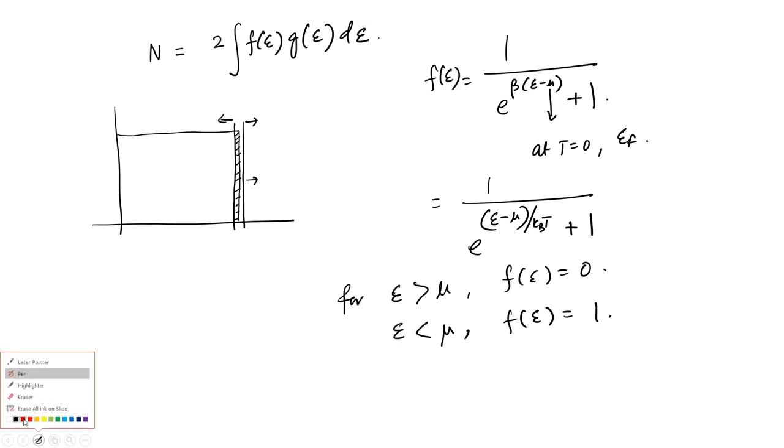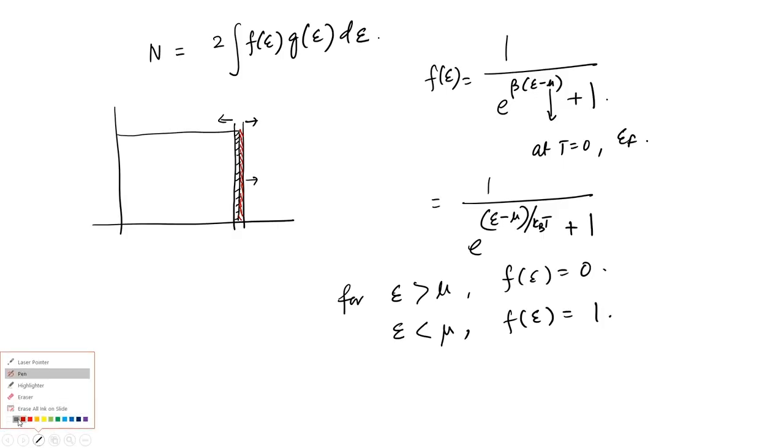Let me write it with a different hatching. So the black ones is where the electrons come from if you increase the temperature just a little bit, and the red region is the ones that they go to, or occupy, at that temperature. So this is of the order of kT.